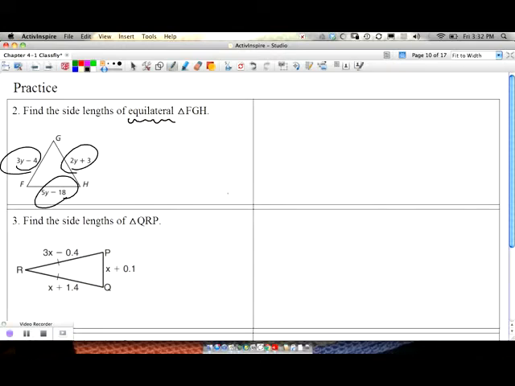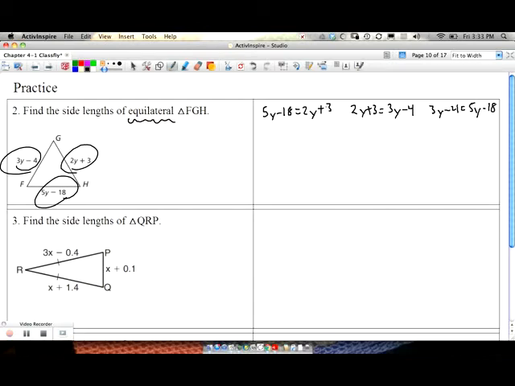I can either say 5y minus 18 equals 2y plus 3. Or I could say 2y plus 3 equals 3y minus 4. Or I could say 3y minus 4 equals 5y minus 18. It's up to you. I'll just start with the first one, but I could do any one of these and I would get the same answer. So let's work it out.